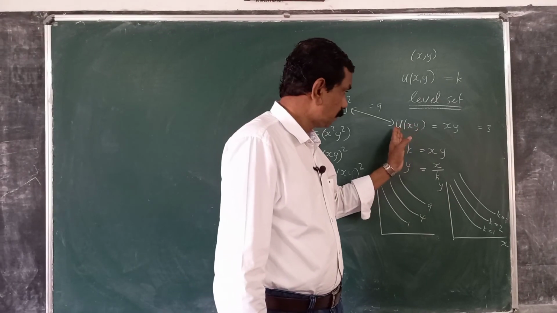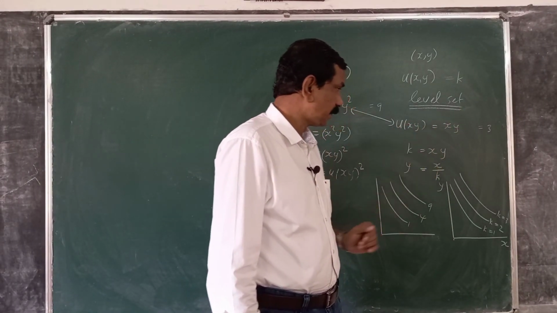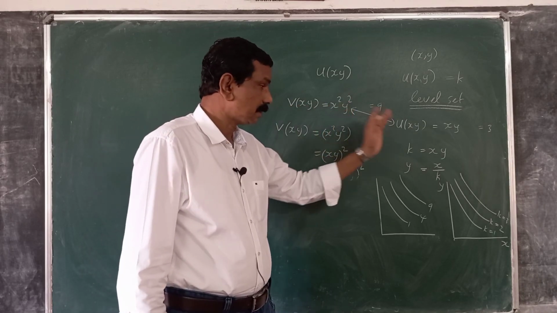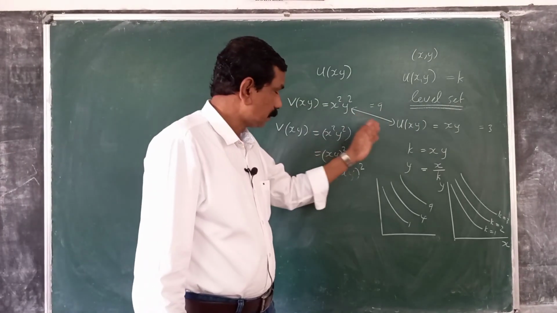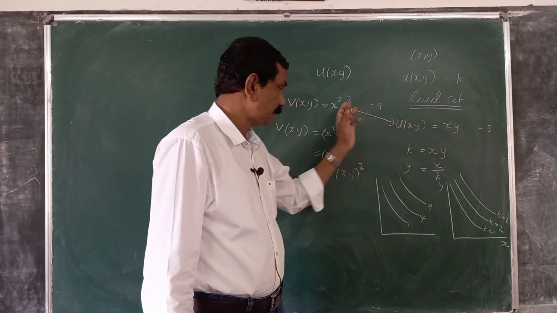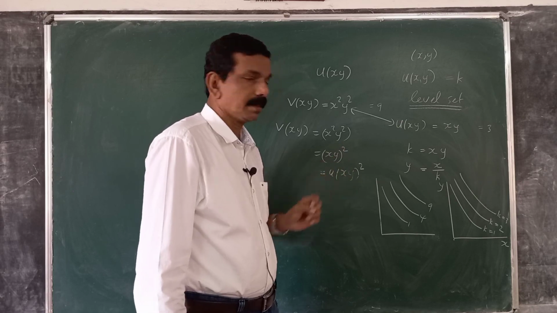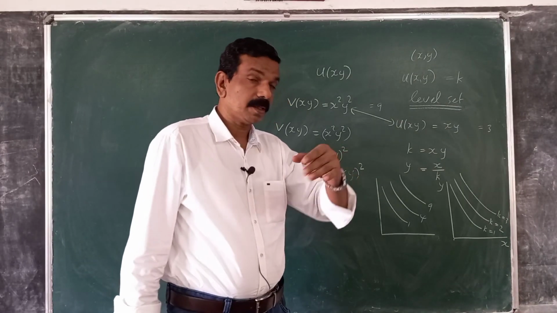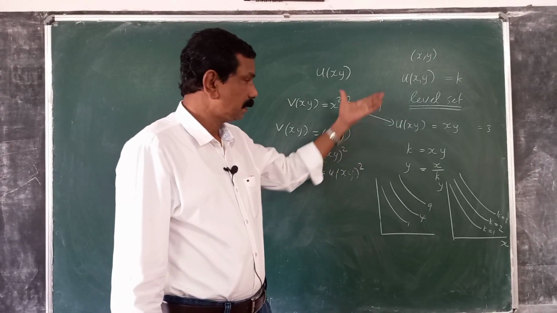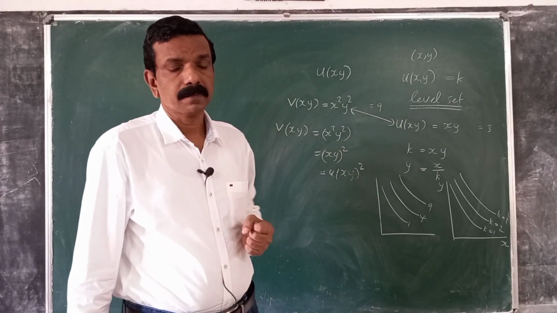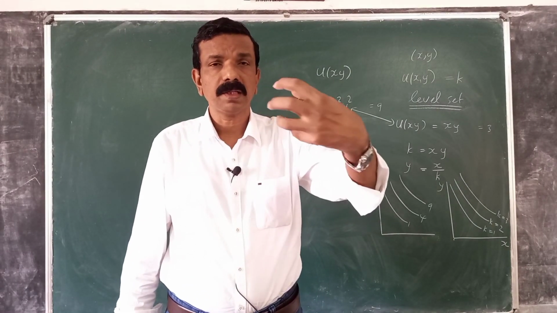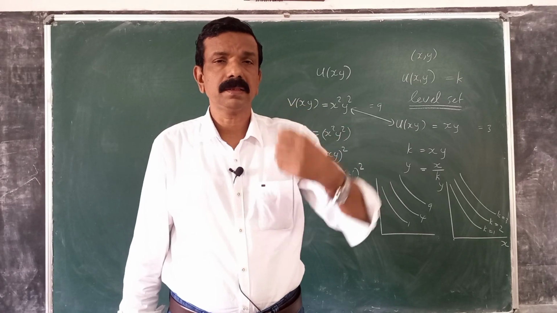So if U(x,y) is a utility function, then V(x,y), x square y square, is also a utility function, because V(x,y) is obtained by a monotonic transformation, that is squaring of xy. Squaring of xy, as we have discussed earlier, is a monotonic transformation. So in the next classes, we will discuss specific types of utility functions and associated indifference curves.